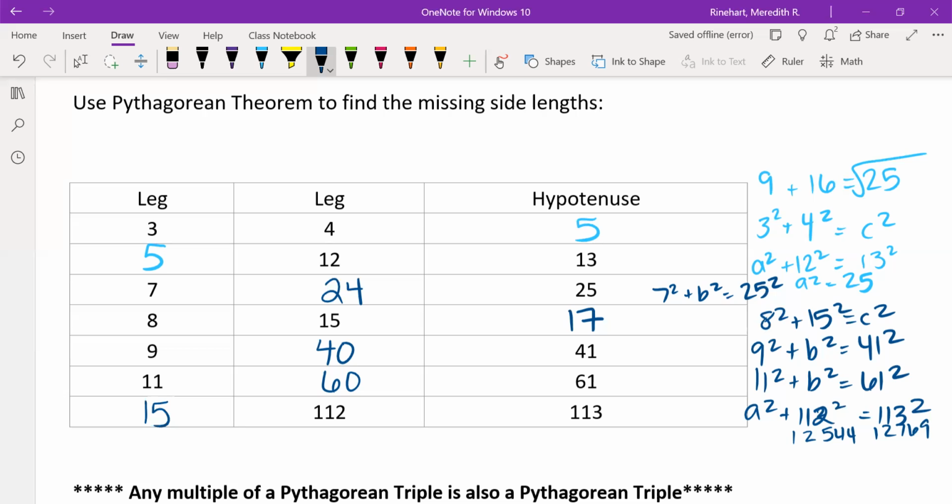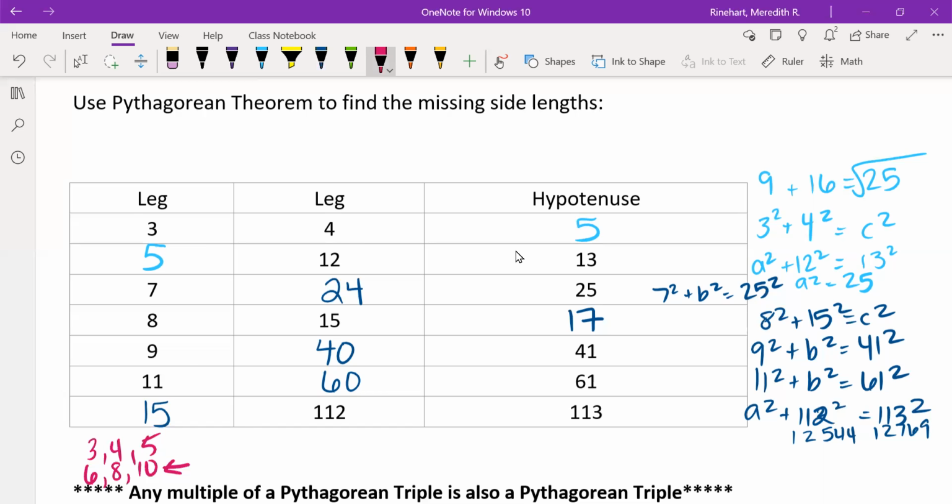Just as a reminder, any multiple of a Pythagorean triple is also a Pythagorean triple, which basically means if we were looking at our first Pythagorean triple, 3, 4, 5, and we multiplied each piece by 2, 3 times 2 is 6, 4 times 2 is 8, 5 times 2 is 10. This is also a Pythagorean triple, 6, 8, 10. So that would also work.